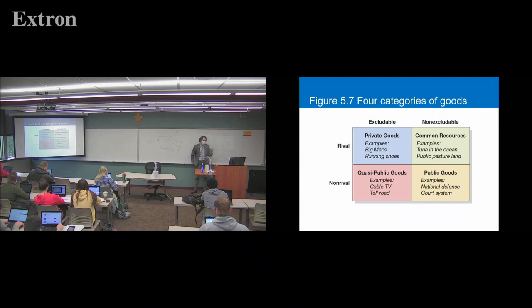There's two other types of goods. We'll focus on these less. First, common resources. So it's like tuna in the ocean or like public pasture land. So they're rivalrous. There's a limited amount of resources there, but it's not excludable. You can't prevent anyone from using those resources. And then there's quasi-public goods. So these are non-rivalrous. My consumption of cable TV doesn't reduce the amount of cable TV that you guys can watch, but it's excludable. So you need to actually pay to get the wires hooked up to watch cable TV.